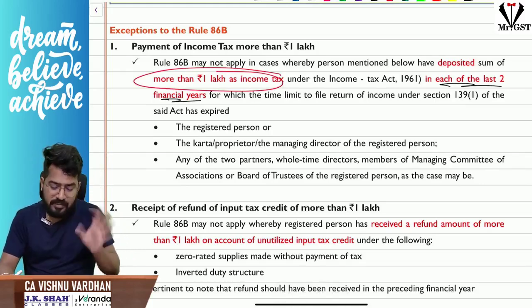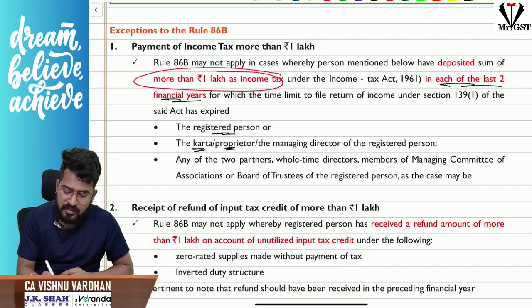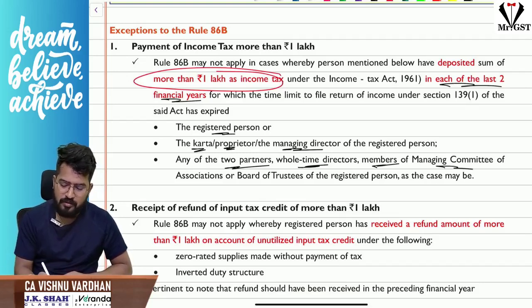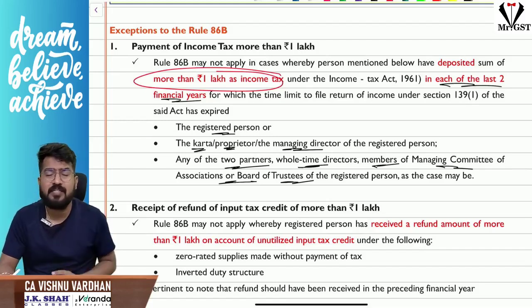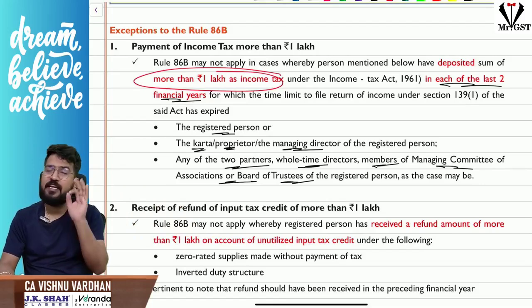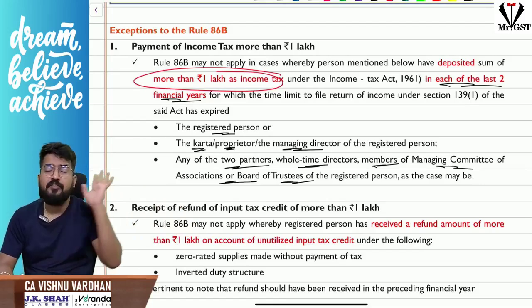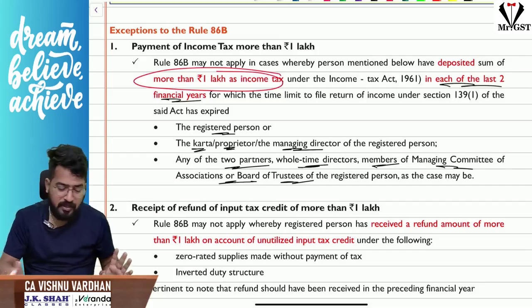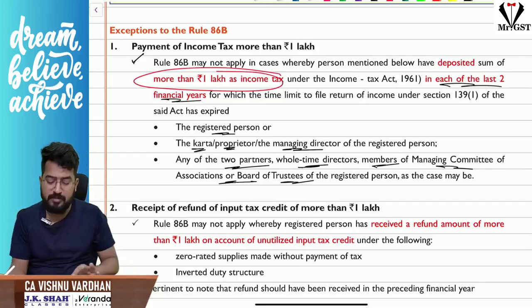Based on these people, the members or trustees and so on, if their personal income tax liability in the last 2 financial years has been more than 1 lakh, then for this particular company, partnership firm or even individual, rule 86B is not applicable. So this is one case where rule 86B is not applicable.